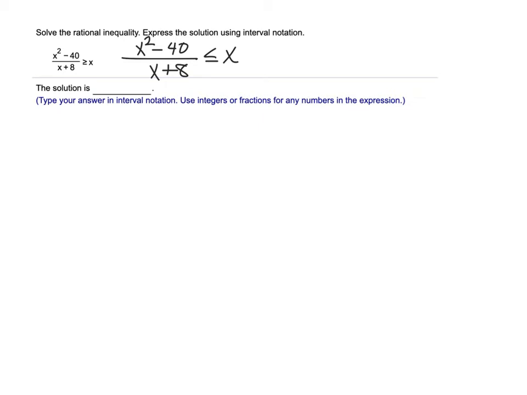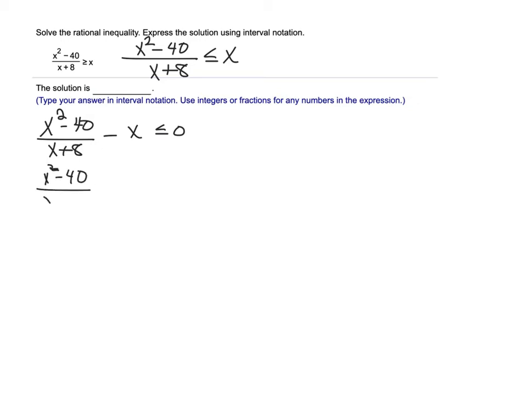Now if you notice, you've got the x, and we have to have a 0. So in order to do this, you have to subtract x to the other side. So let's do that. We have x squared minus 40, and subtract x to the other side, so that would be minus x. There you go. Okay, now before we can do any kind of boundary points or sign charts, we have to get this into one fraction. That requires us to get a common denominator. So I need to convert x to a common denominator.